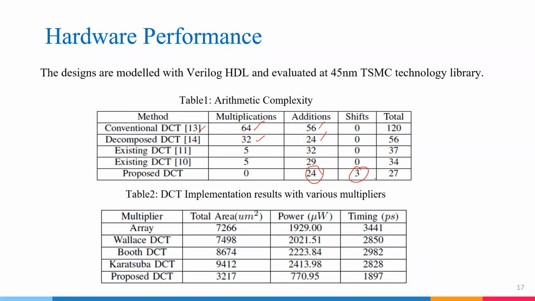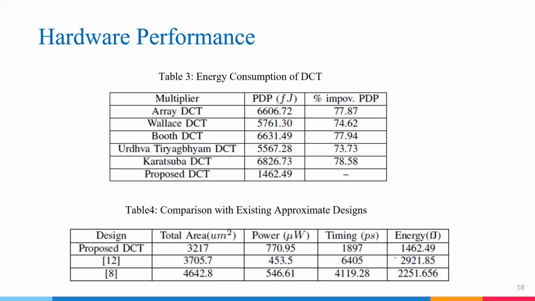That's the hardware. We also compared our designs with different ways of implementing a DCT from the accuracy point of view. You can see that the proposed design has minimal area, consumes minimal power, and timing is also very minimal. Similarly, we compared our proposed design with existing works from the literature, where our area, power and timing are very low, and especially you have to compare with respect to the power delay product.